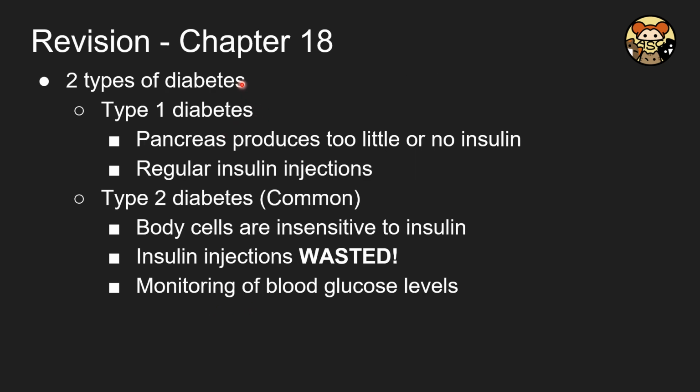There are two types of diabetes. Type 1 is what I call the inborn one, because the pancreas produces too little or no insulin, so the patient is born with this problem. And regular insulin injections will definitely help. Type 2 diabetes is what I call the common diabetes, or the age-related diabetes, because the body cells are insensitive to insulin. The body already produces quite a lot of insulin. However, insulin injection is wasted because it's not helping, as the body is never sensitive to it.